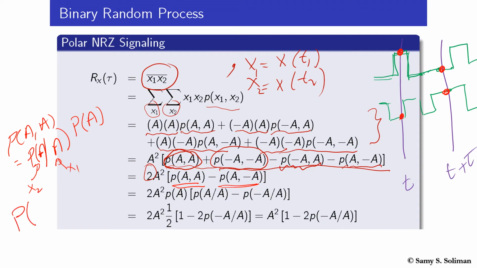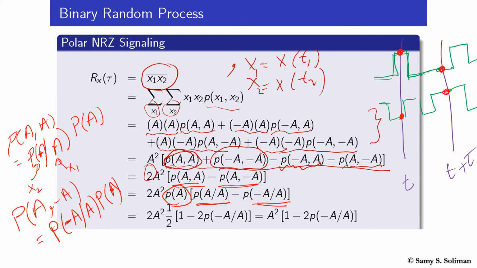Similarly, the probability of A and negative A is equal to the probability that the second sample is negative A given the first is A, times the probability that the first is A. So in this case, we can take the probability of A as a common factor outside, and we have the joint probability of A given A minus the probability of negative A given A.